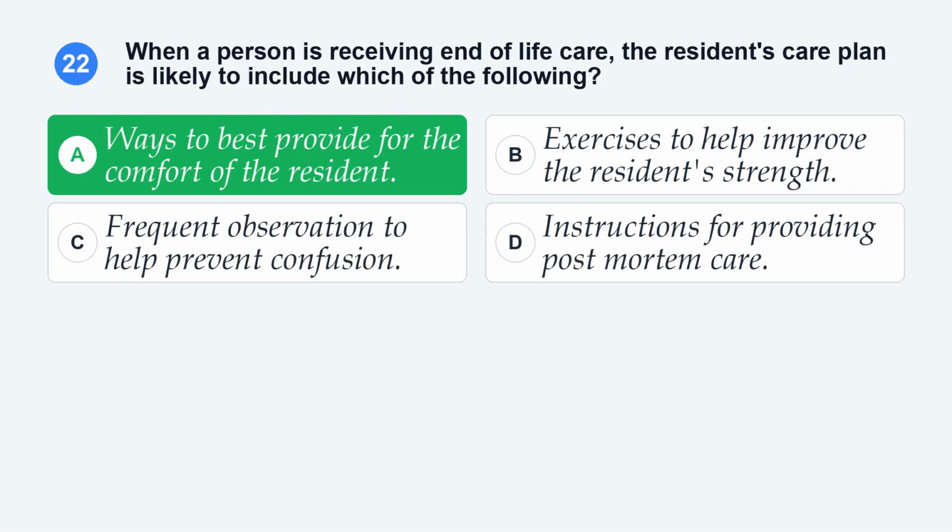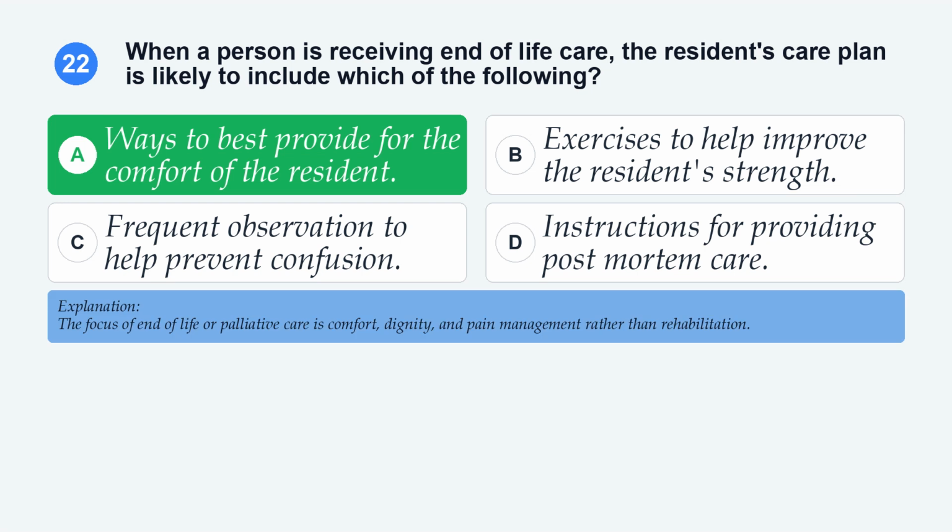The correct answer is option A. Ways to best provide for the comfort of the resident. Explanation. The focus of end-of-life or palliative care is comfort, dignity, and pain management rather than rehabilitation.